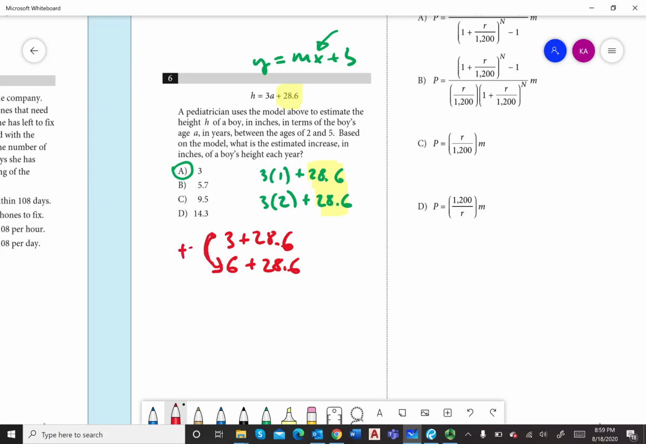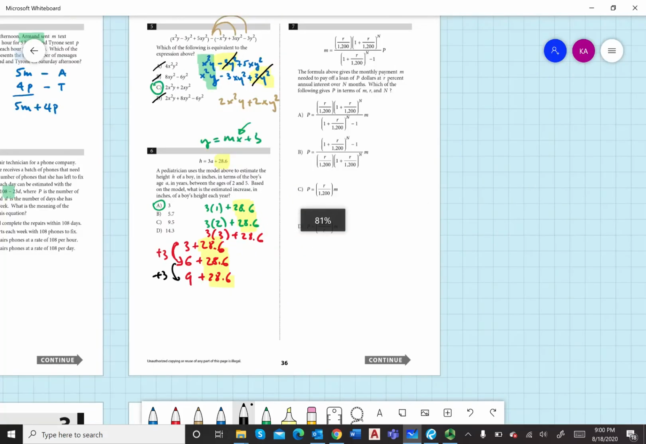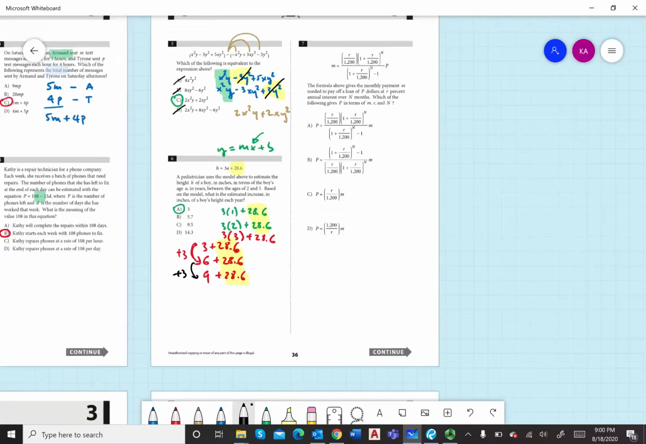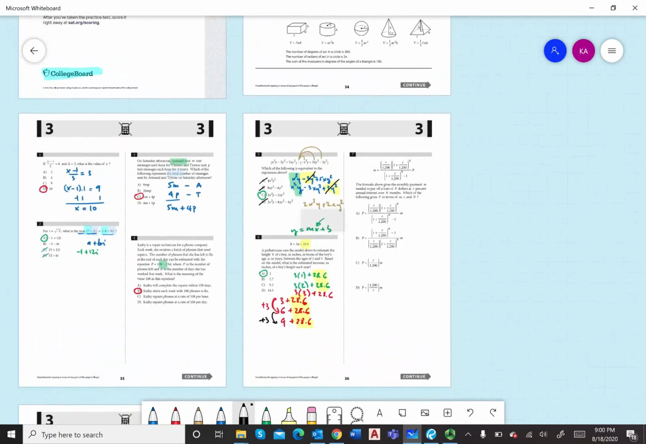I need to add 3, right? So each year, and if you did the third year, you would have 3 times 3 plus 28.6, which will be 9 plus 28.6. So again, this being constant, you're adding 3 each year. Okay, so you could do it like that too. There's always ways of figuring out problems if you can't do it quickly. Okay, all right, so that solves question number 7.